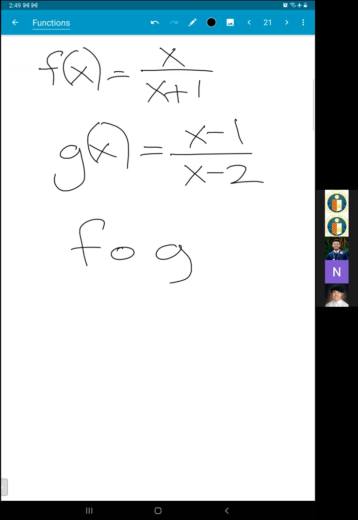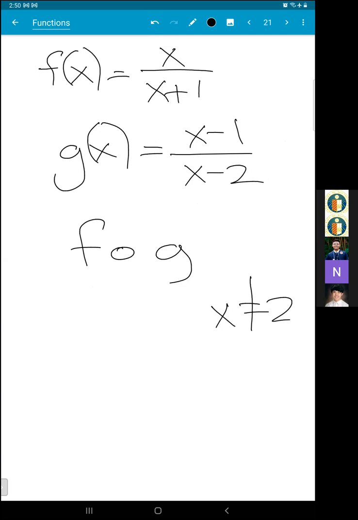So first, the G has to be defined, right? So if the G is not defined, then the composition itself is not defined. It makes no sense to evaluate f of G when G has no meaning or is undefined. Now, observe G. It is undefined if X is not true. So you have to take note of that. X cannot be equal to 2.